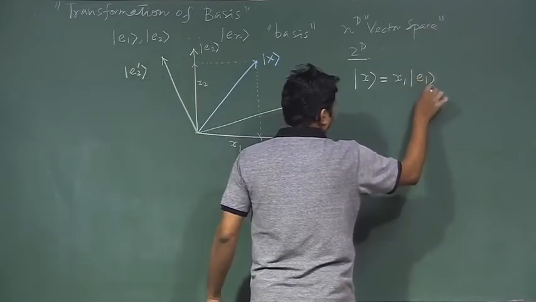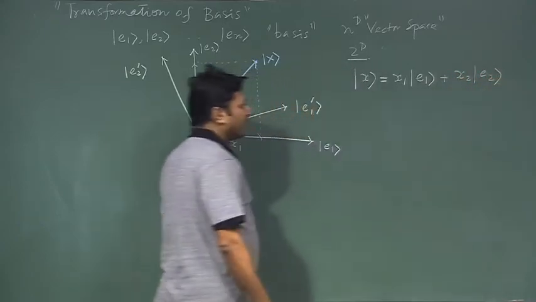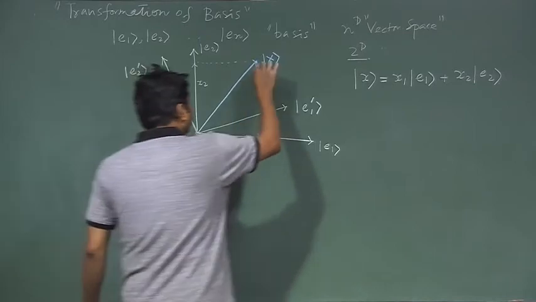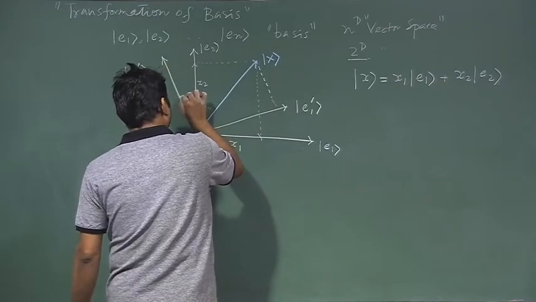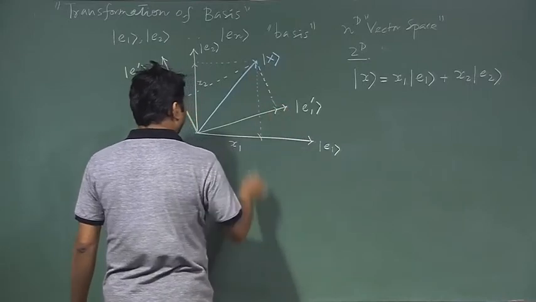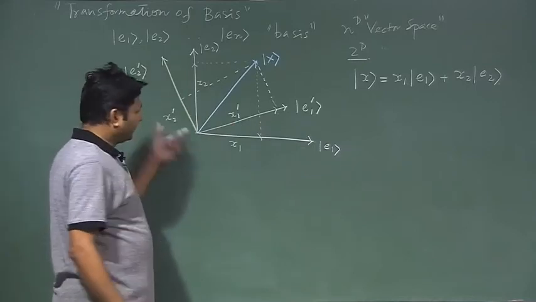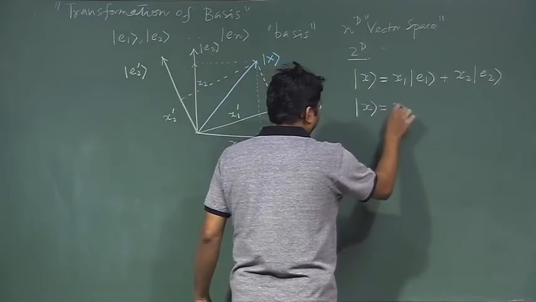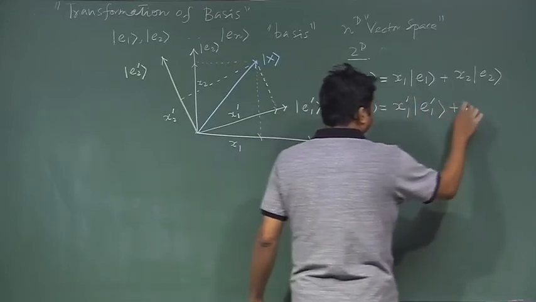So, I can write it this way. But also I can write this vector for this basis. This component, say it is my x1 prime, this component say x2 prime. If I do that, then the same vector I can write in prime form.